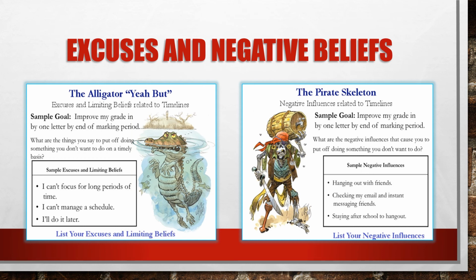And like we said before, don't forget those alligators and pirate skeletons that can pull you away from your goals. These ones are related to your timelines. Your excuses or limiting beliefs could be, I can't focus for long periods of time, or I can't manage a schedule, I'll do it later. Don't do it later. Do it now. That's the best way to accomplish your goals, and if you do it later, you'll never get to it. The other thing is your negative influences, being with friends or being on email or text messaging or instant messaging. Those types of things can take you away from accomplishing something with your timelines. Make sure that you get on it.